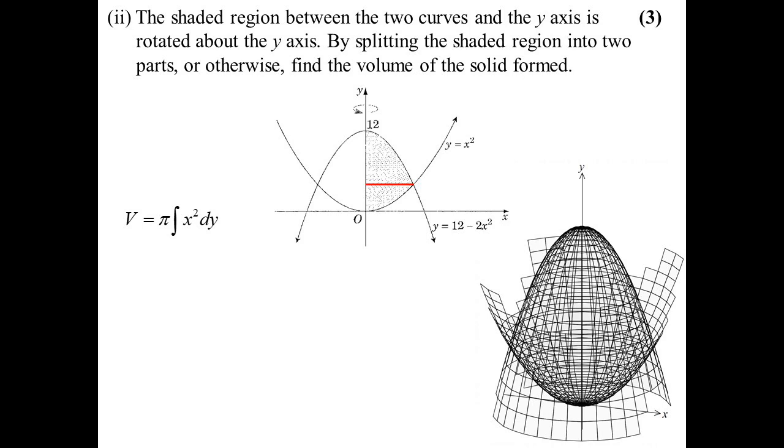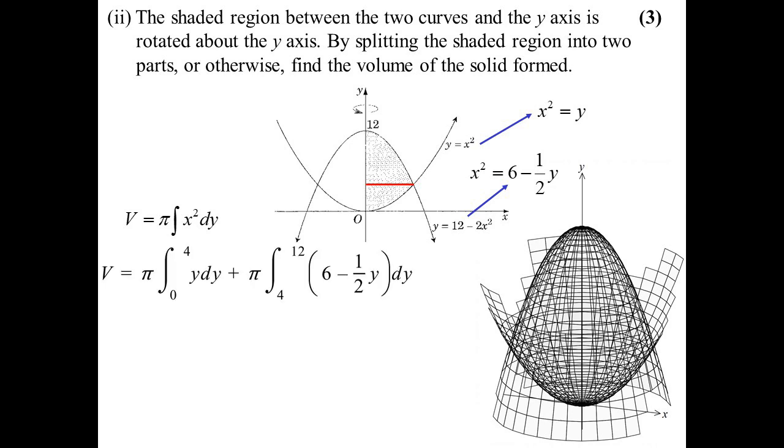So the top one, remember I want x squared as the subject. That's fine, y equals x squared. That's already fine. The other one would end up being x squared is 6 minus a half y. So I want to go 0 to 4 of the bottom one, so y dy. And then 4 to 12 of the top one. And that's our 6 minus a half y dy.